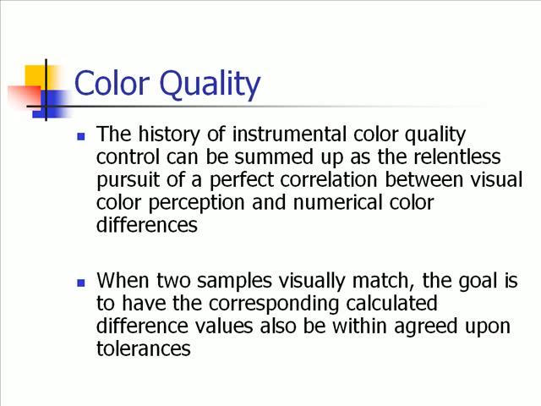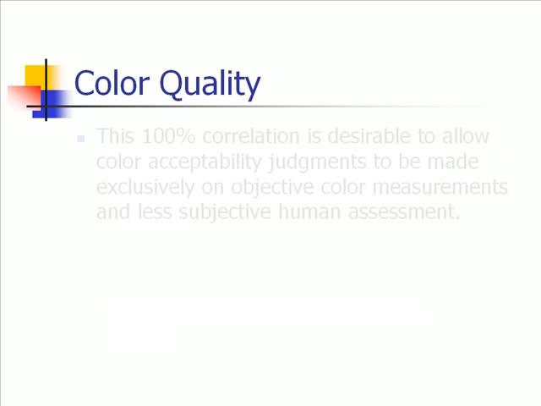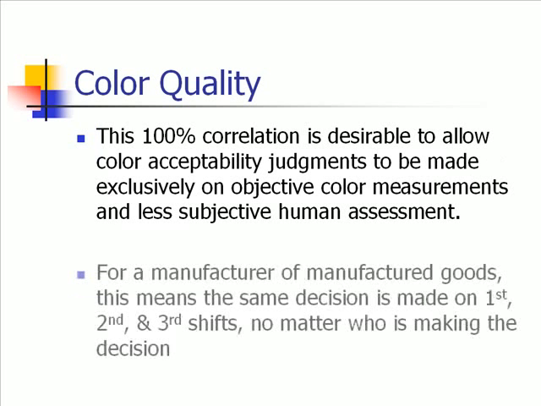This 100% correlation is desirable to allow color acceptability judgments to be made exclusively on objective color measurements and less on subjective human assessment. That's the goal, to use numbers to make the decisions instead of people, whose judgments are sometimes flawed. Not every person making the color judgment has the same color vision, the same aptitude, the same motivation. By taking the person out of it and using numbers, we take that variability out of it.